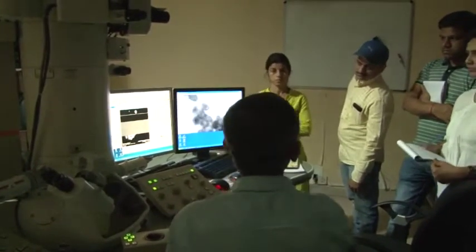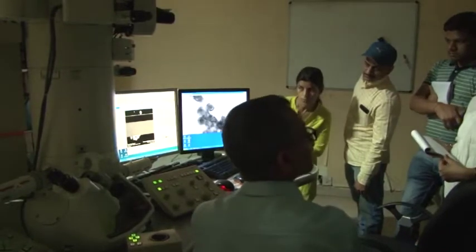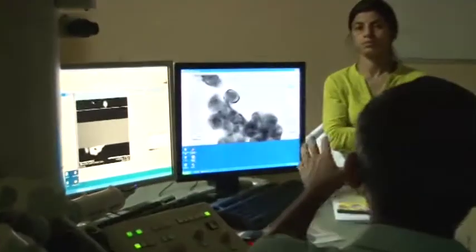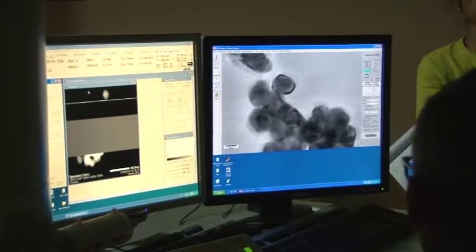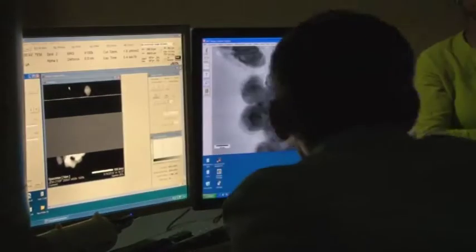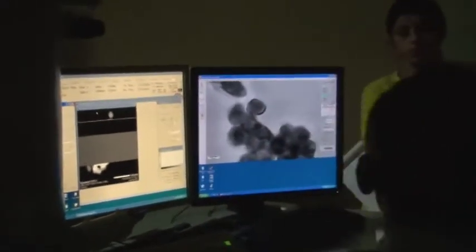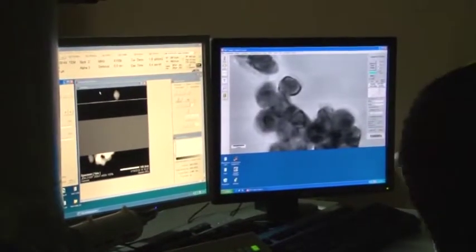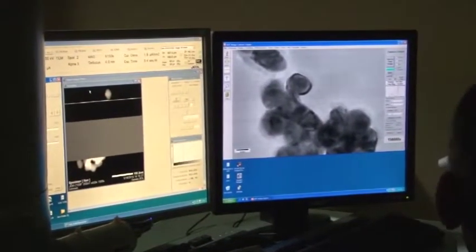Yeah, so these are the nanoparticles that we are seeing, and these are gold nanoparticles, and as you can see the scale bar is 15 nanometers, and here it must be something like maybe 20 to 25 nanometers, typically the size of these nanoparticles.